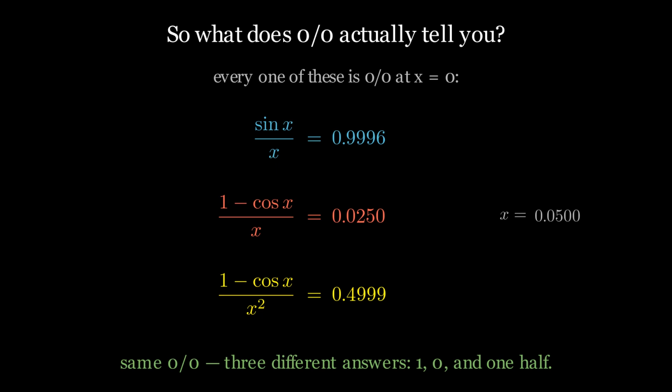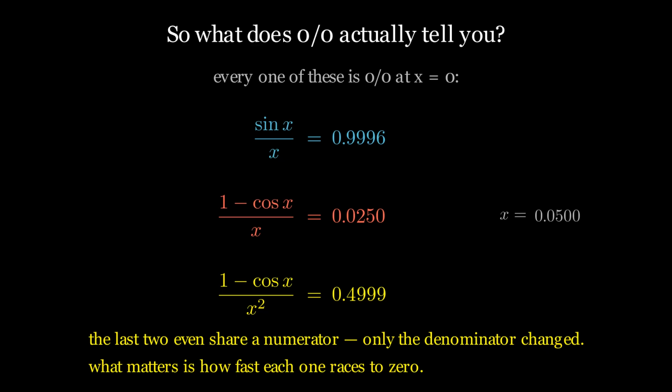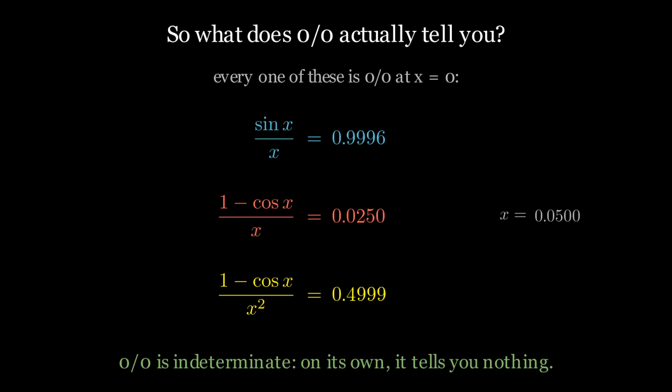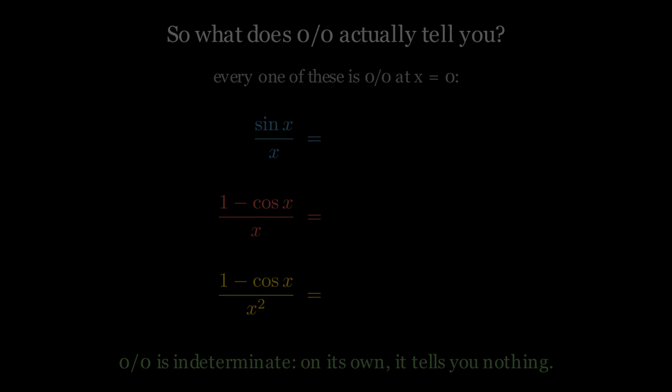And look at the last two, they have the identical numerator. Only the denominator changed, and the answer went from 0 to 1/2. So 0 over 0 can't be a number at all. It's what we call an indeterminate form. On its own, it tells you exactly nothing. What decides the answer is how fast the top and the bottom race each other to 0, and finding that out is precisely what taking a limit is for.